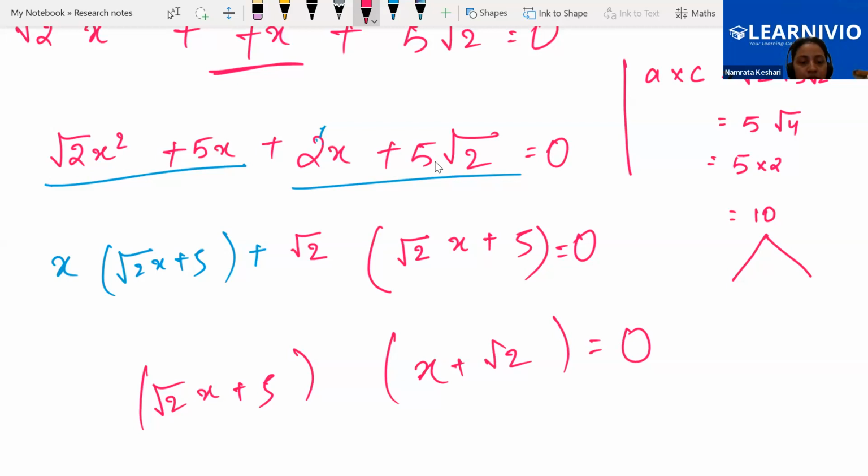Okay, so the first one is x equal to minus 5 by root 2, and the second one is minus root 2. Perfect. Okay, let me take the other scenario.